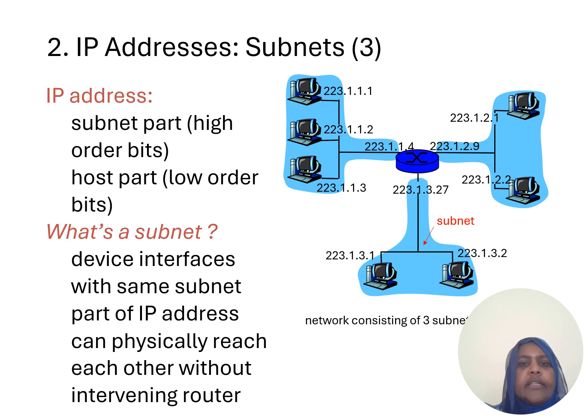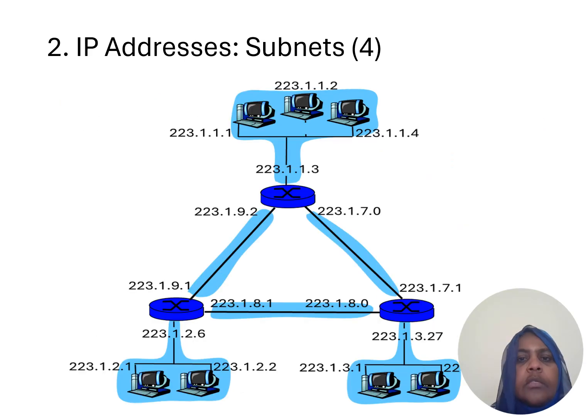A subnet is a group of device interfaces with the same subnet part of IP addresses that can physically reach each other without an intervening router. As we can see here, we have 3 different subnets connected by 3 routers. Each subnet seems to be one IP address to the router, while inside the subnet there are multiple hosts.